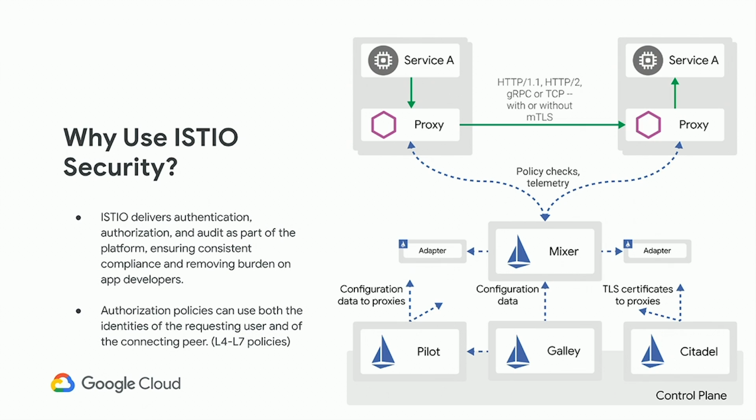So in particular, why use Istio security? Istio delivers authentication, authorization, and audit as part of the platform, ensuring consistent compliance and removing the burden on app developers. In addition, authorization can use both the identities of the requesting user and of the connecting peer. Istio delivers automatic metrics, logs, and traces for all traffic within the cluster, including cluster ingress and egress. And it improves visibility into all operations and consistent audit support.